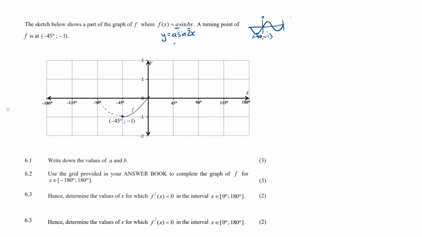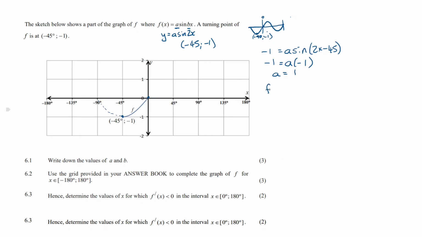That then leaves us missing one letter, and when you're missing one letter, you can sub in 1 point. And so if I sub in the point, minus 45 minus 1, I'm going to do it just on the side here. The y value is minus 1. The x value is minus 45, which gives us minus 90. Sine of minus 90 is minus 1, and therefore a is just 1. So I've got a and I've got b.